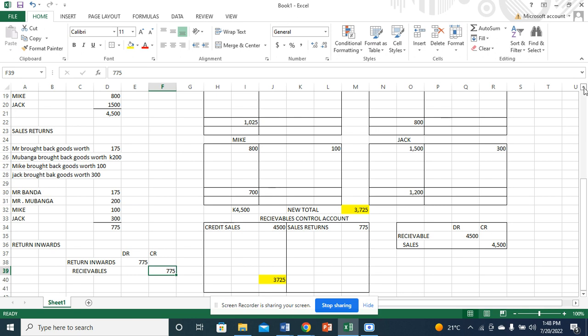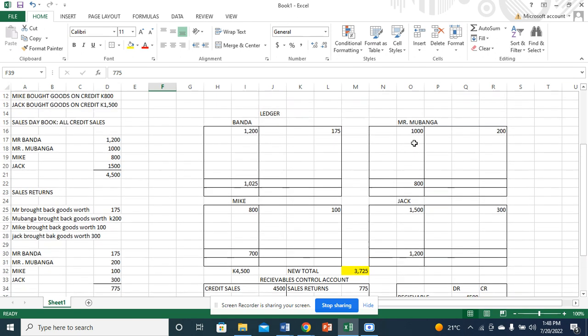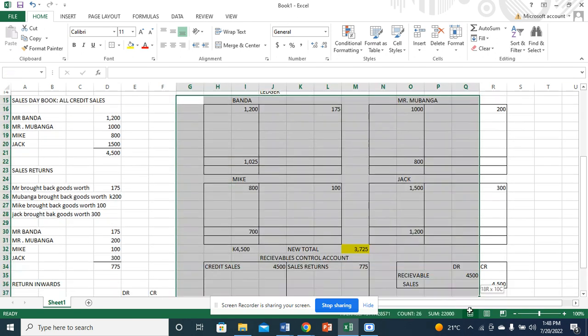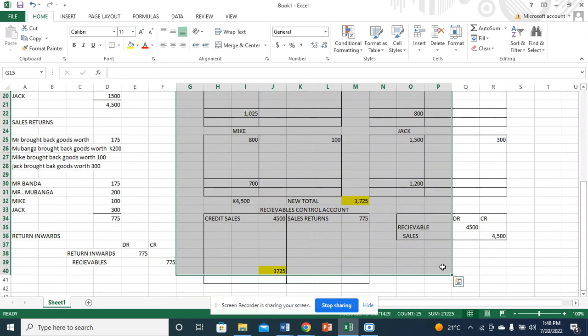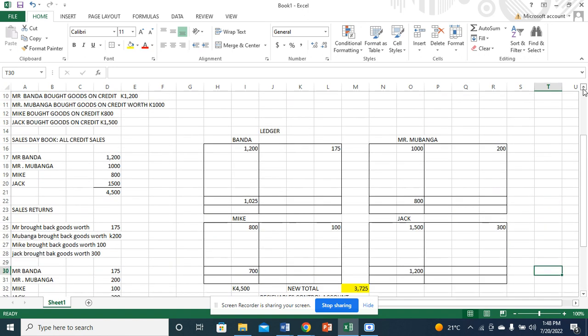Just remember these are asset accounts. All of these are asset accounts here. So the double entry rules that apply to assets apply to these accounts here. So these accounts increase with debit and they decrease with credit.